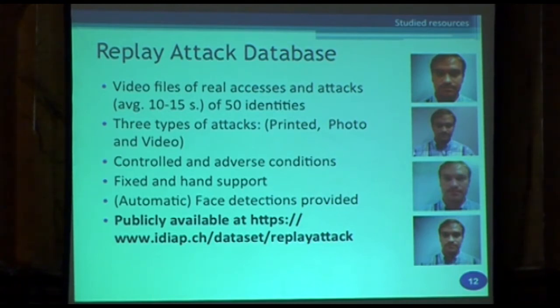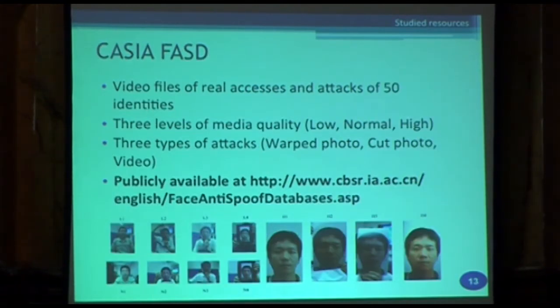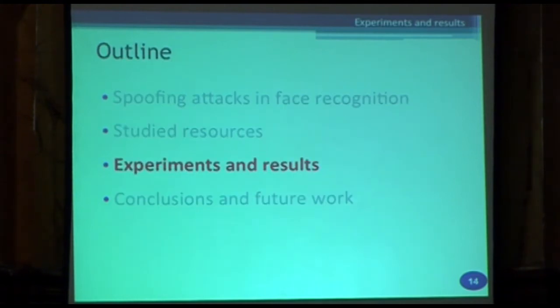The second database is the CASIA face anti-spoofing database, which also contains video files of real access and attacks of 50 identities. This database has different kinds of attacks and different levels of media quality, and it can also be downloaded from here. Now, the experiments and the results that we got.